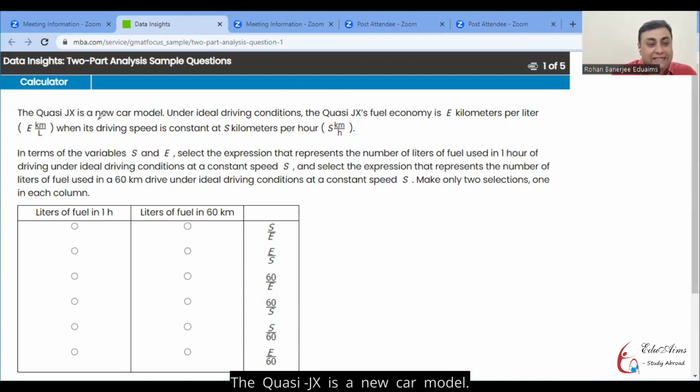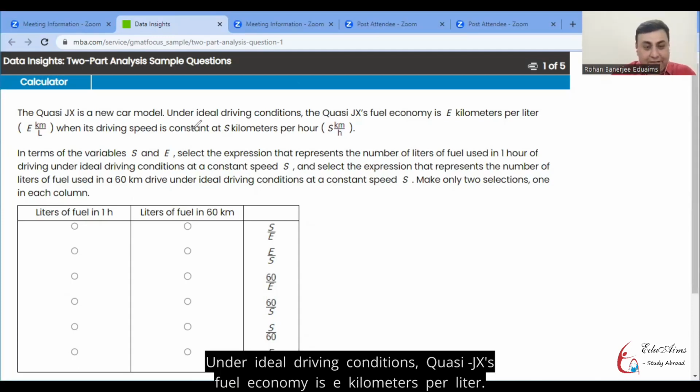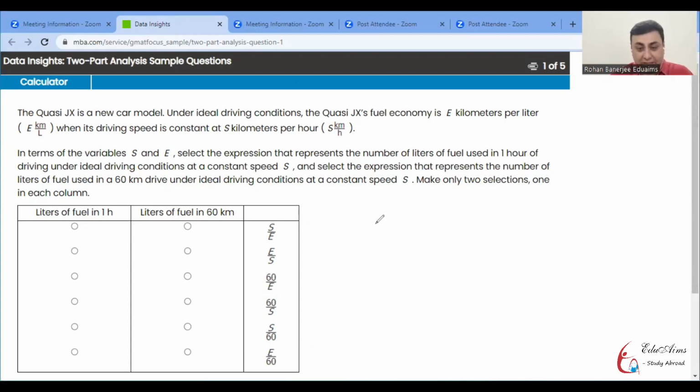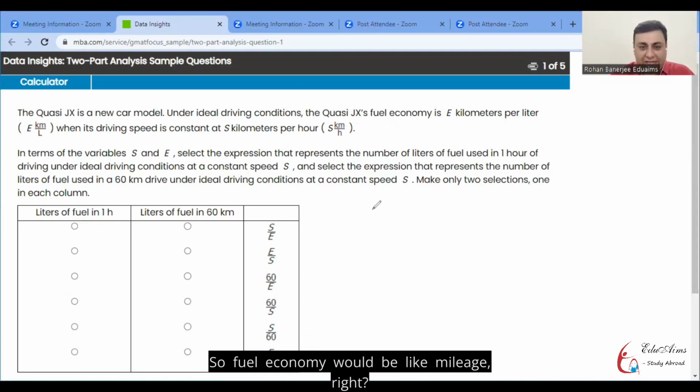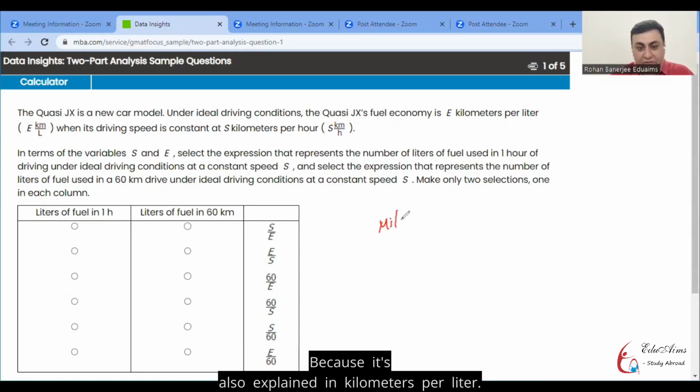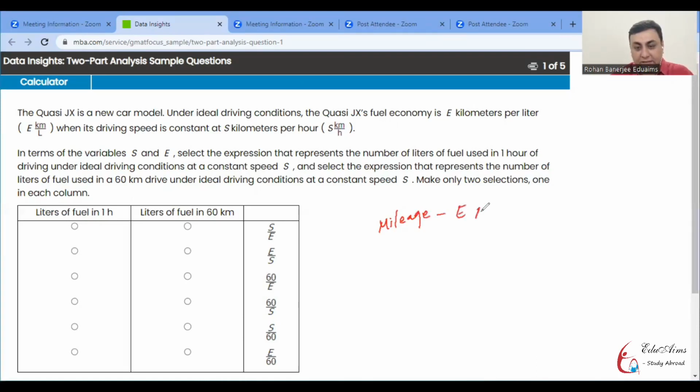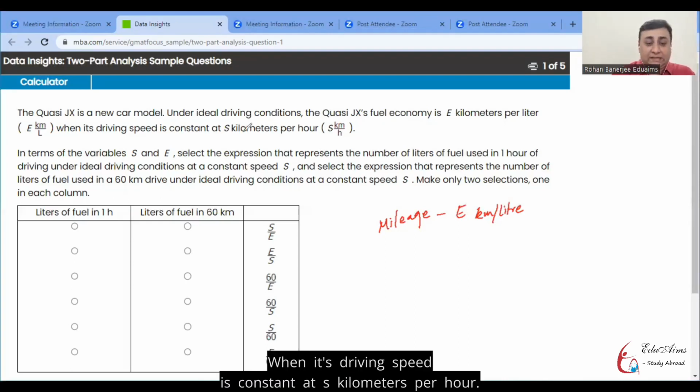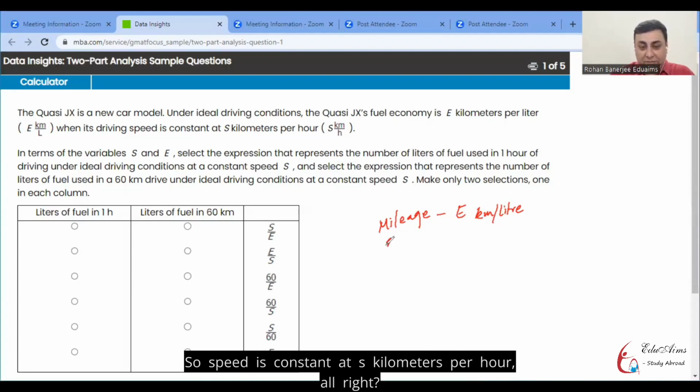The quasi-JX is a new car model. Under ideal driving conditions, the quasi-JX's fuel economy is E kilometers per liter. So fuel economy would be like mileage, right? Because it's also expressed in kilometers per liter, when its driving speed is constant at S kilometers per hour. So speed is constant at S kilometers per hour.